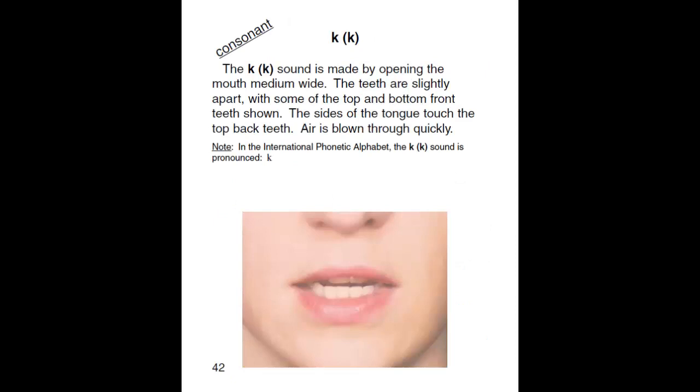K. The K sound is made by opening the mouth medium wide. The teeth are slightly apart, with some of the top and bottom front teeth shown. The sides of the tongue touch the top back teeth. Air is blown through quickly. K.